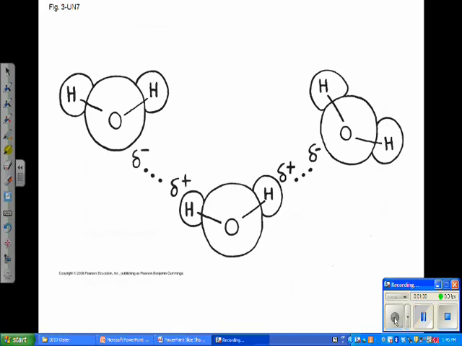This polarity leads to attractions between water molecules in solution and between water and other charged substances. This attraction is called hydrogen bonding. All 3 atoms in a water molecule are adept at forming hydrogen bonds. Hydrogen bonding occurs because the slightly negative oxygen end of one water molecule is attracted to the slightly positive hydrogen end of another water molecule.